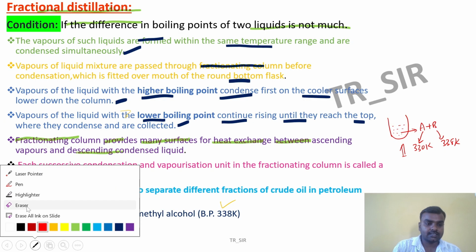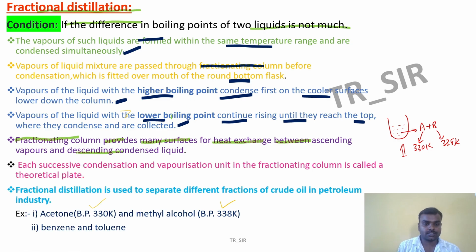In this case, what are the examples? Now we come once more to this point. Each successive condensation and vaporization unit in the fractionating column is called a theoretical plate. So we have to do it a number of times to purify the two liquids. Why? They have a small difference in boiling point, so we need to do it multiple times. At one time, if I do it, how will I get pure liquid? I cannot get it purified.